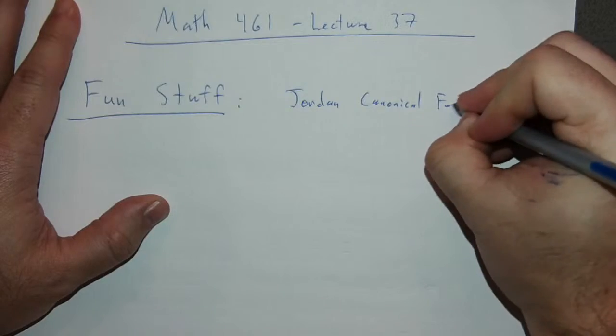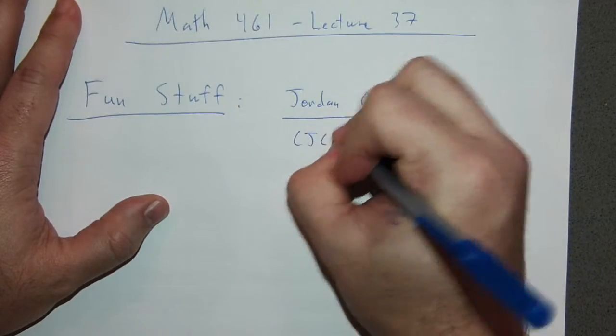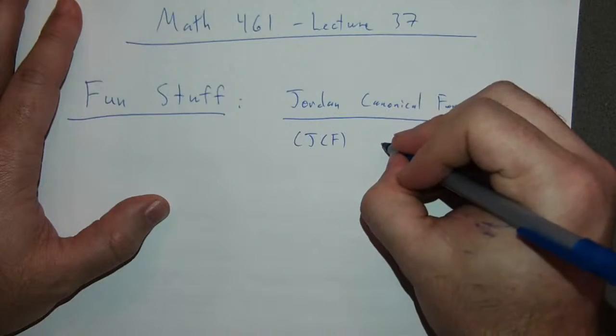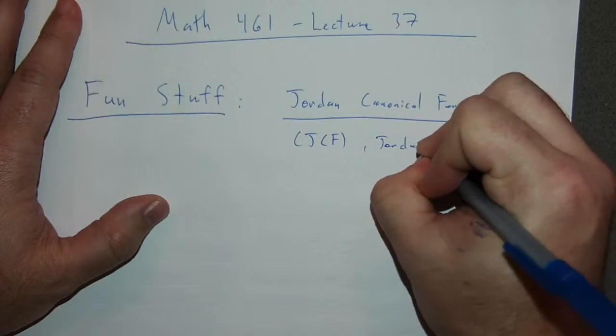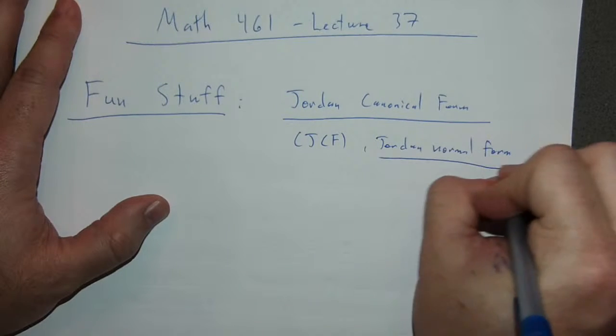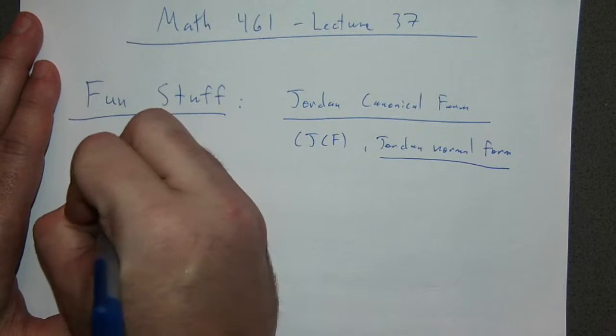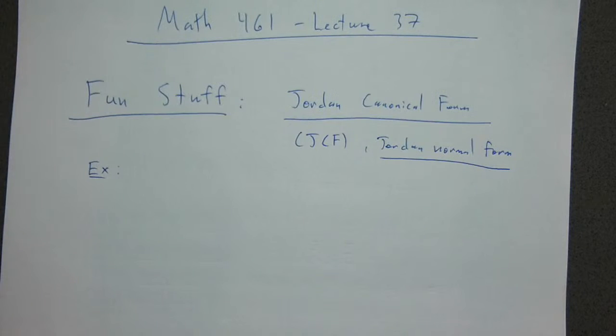So, Jordan canonical form. This is JCF. Sometimes it's the Jordan normal form. I prefer Jordan canonical form, but it doesn't really matter. Everyone will know what you mean when you say this. Maybe the best way to do this is just work out an example. And actually, this example is straight from the Wikipedia page for Jordan canonical form because it's a really good example.